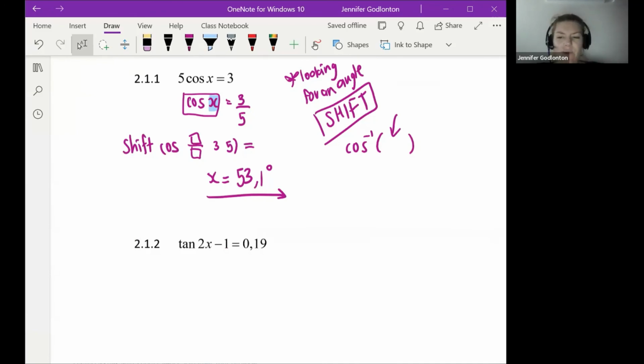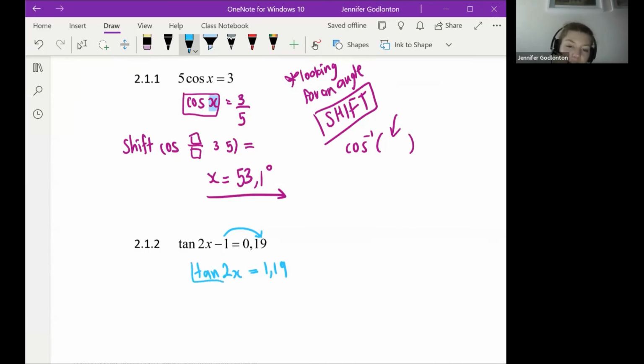Okay, cool. Let's give this one a go. So you can kind of just talk me through this one. What would be the first thing we would do in this question in 2.1.2? Good. We're going to move that 1 over. Okay. So we're going to have tan 2x is equal to 1,19.